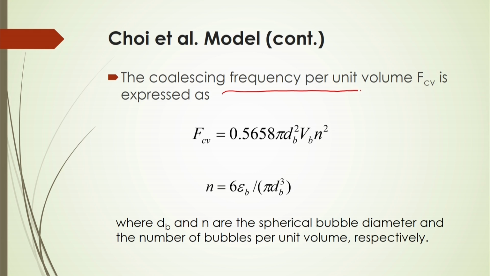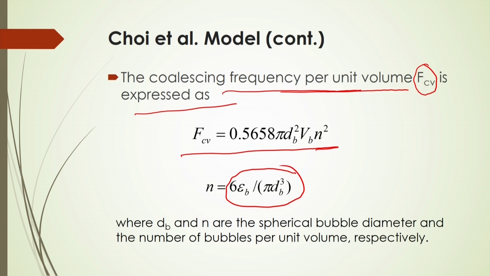And the bubble coalescence frequency per unit volume, that is denoted by FCV, is calculated in this way by this correlation, that will be 0.5658 into pi dv square into v into n square here. This n is nothing but the number of bubbles, how many bubbles are forming inside the bed, that can be obtained from the bubble diameter, as well as the bubble volume fraction inside the bed. If you know the bubble volume fraction inside the bed, and if you know the bubble volume, that is 1 by 6 into pi dv cube, then just the bubble volume fraction divided by the volume of one bubble, then you will get the number of bubbles formed here. If you know the number of bubbles there, of course, what will be the frequency of the coalescence, that means how many times the bubbles can coalesce inside the bed per unit volume of the fluidized bed, that can be obtained from this.